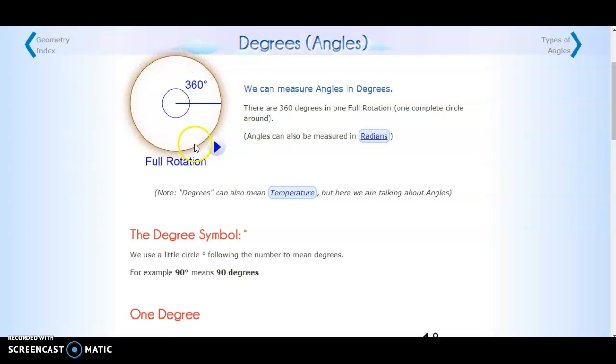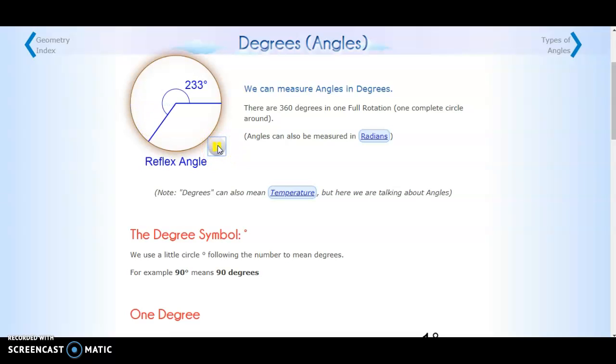Watch this simulation here as we see the rotation of an angle. Anywhere between 1 and 89 degrees is an acute angle. Once we hit 90 degrees, that would be a right angle. Anywhere between 91 and 179 degrees is an obtuse angle. Once we hit 180 degrees, we now have a straight angle.